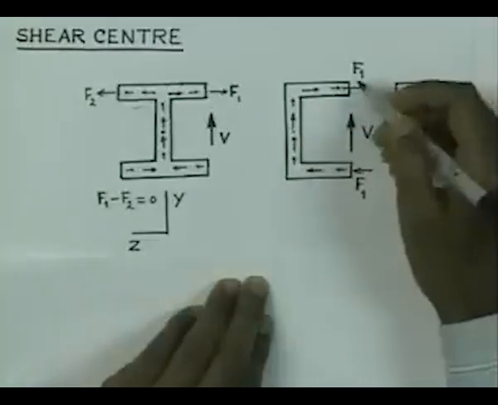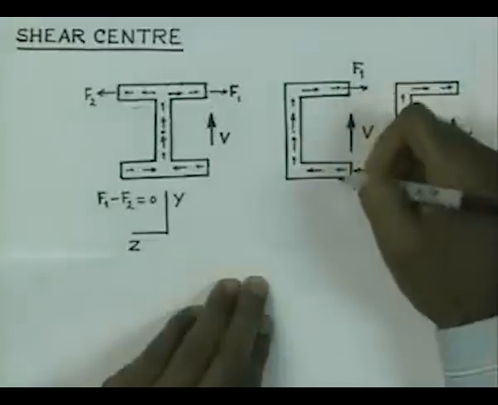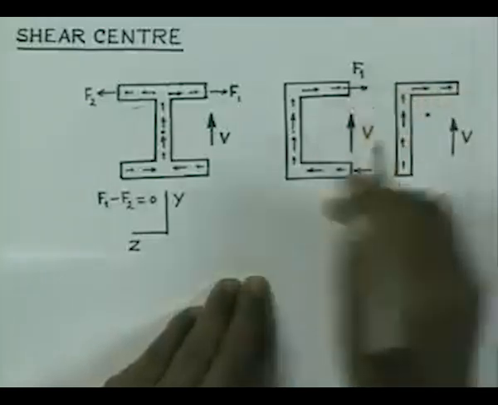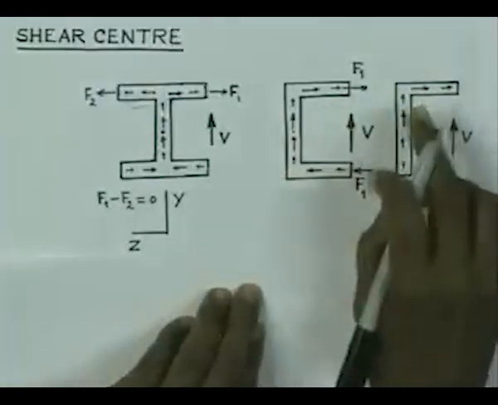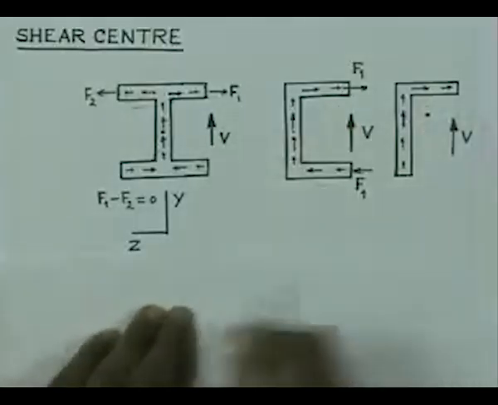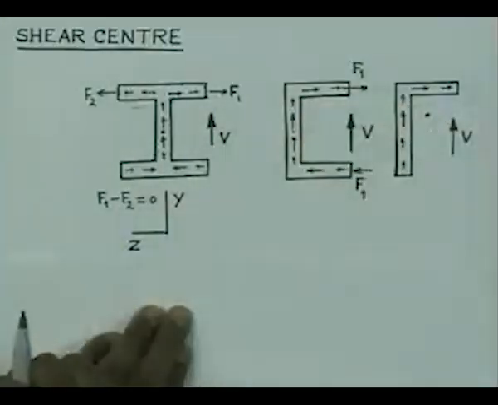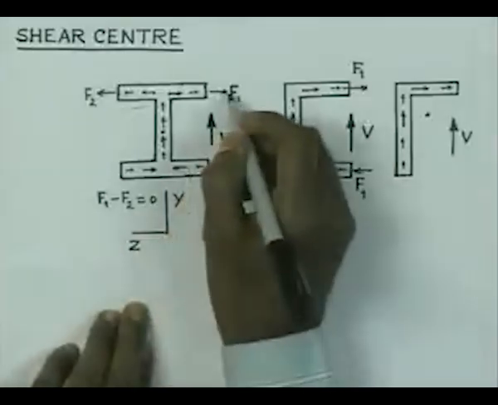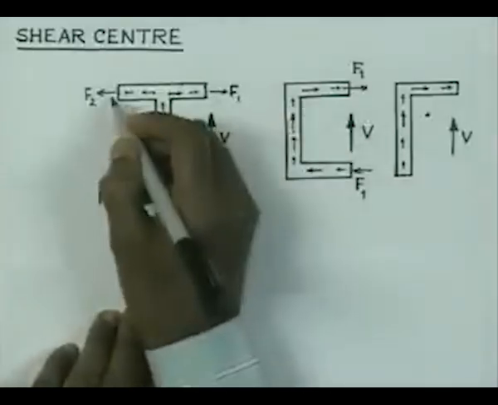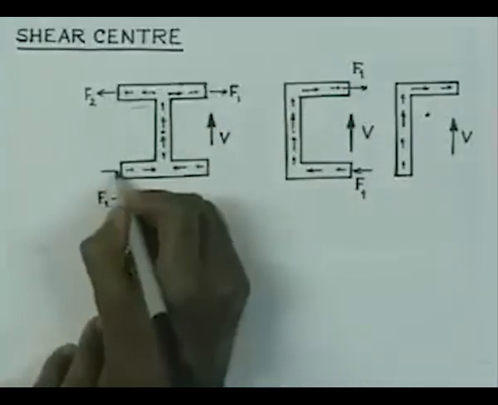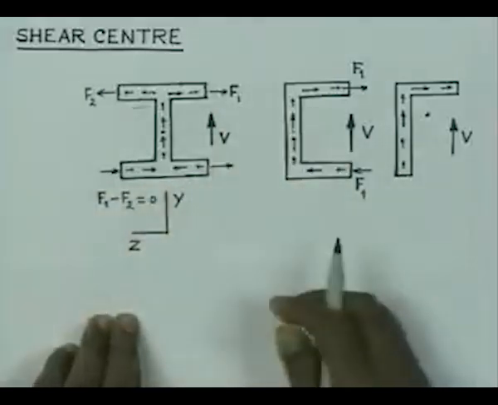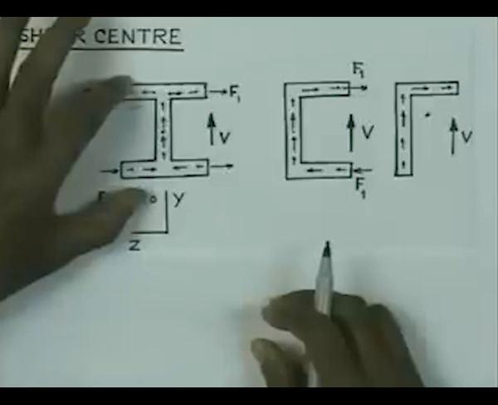Now, what you find here is that you have two forces acting on the flanges, which are going to give rise to a resultant force of 0 in the horizontal direction, but there is a couple here. There is going to be a couple acting like this, which will try to rotate the cross section. On the other hand, in this case, since F1 is directed like this, F2 is directed like this, similarly we will have F2 directed like this and F1 directed like this. So, they are all going to cancel, and there is not going to be any rotation here.